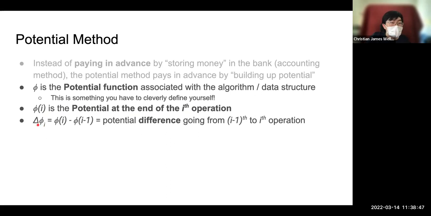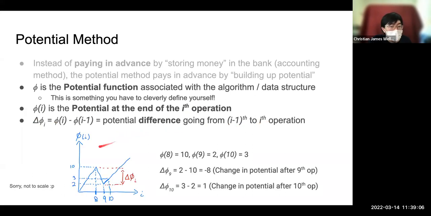We define the potential difference. I think in the lecture, the Prof didn't really use this notation, but I hope you should be familiar by now, delta phi of i means the difference between something and something. Here, delta phi of i is the potential difference going from the (i-1)-th to the i-th operation.